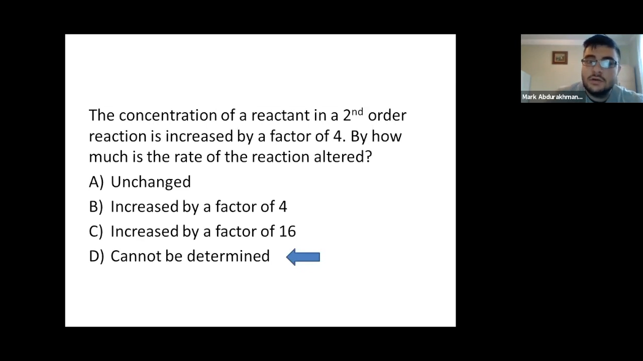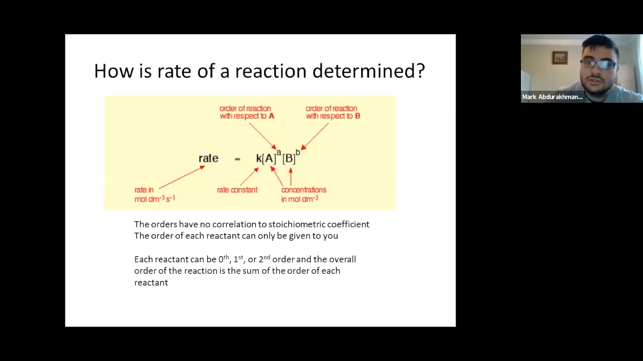So it says the concentration of a reactant in a second order reaction is increased by a factor of 4. How much is the rate altered? So if you guys looked at this equation, you would assume that it would be the concentration to the second power. If you increased it by 4 and you square it, the rate would increase by a factor of 16, all else being equal.